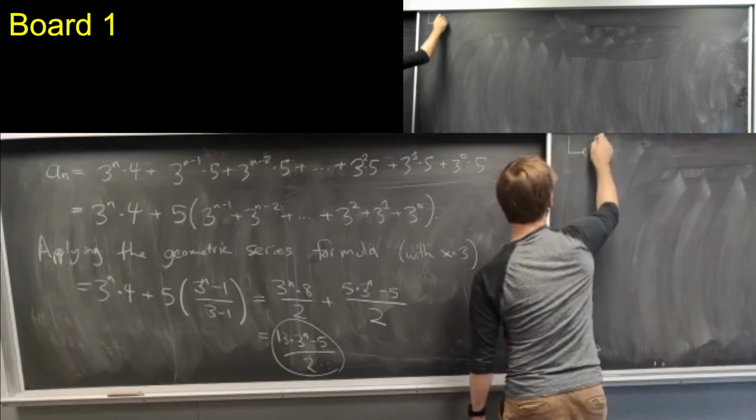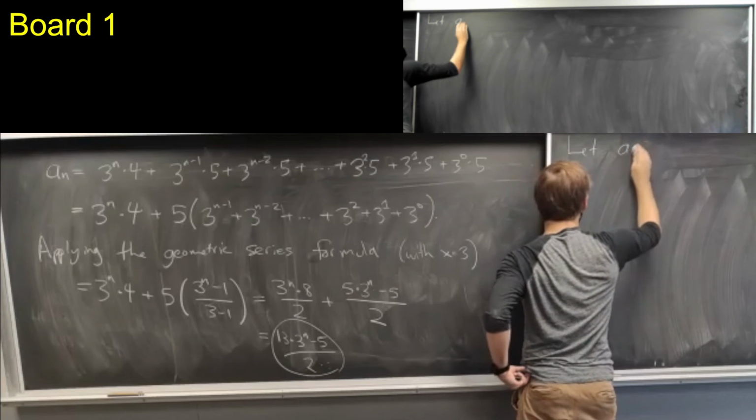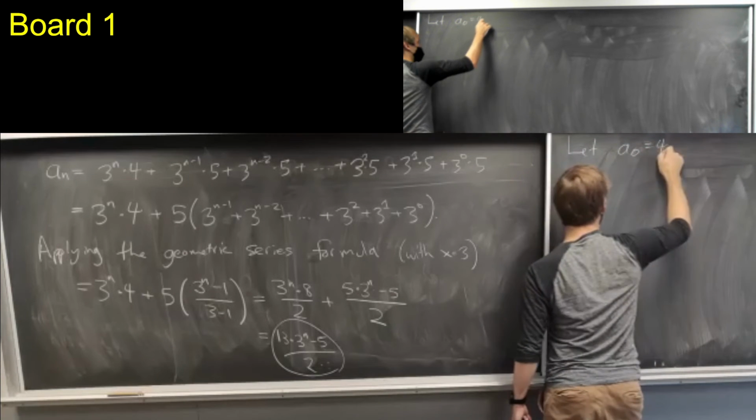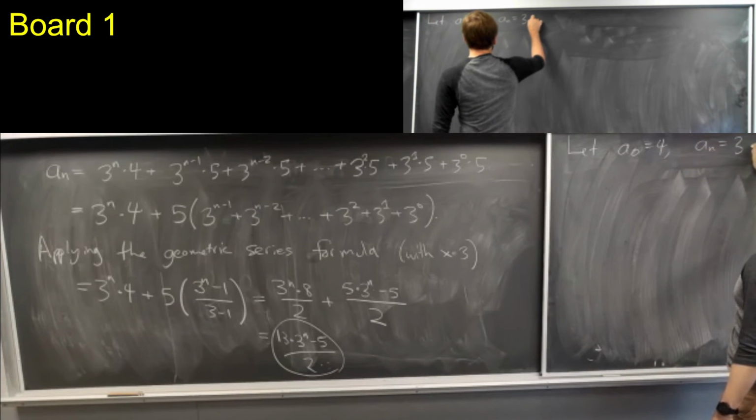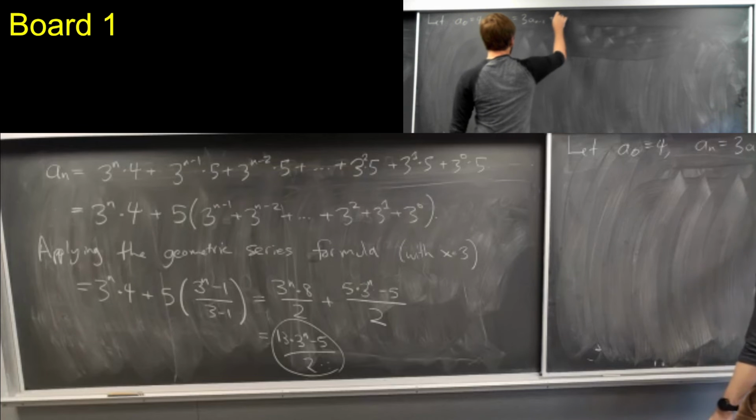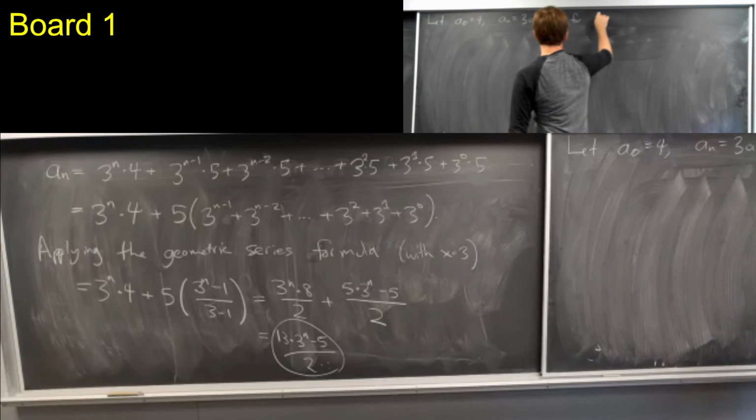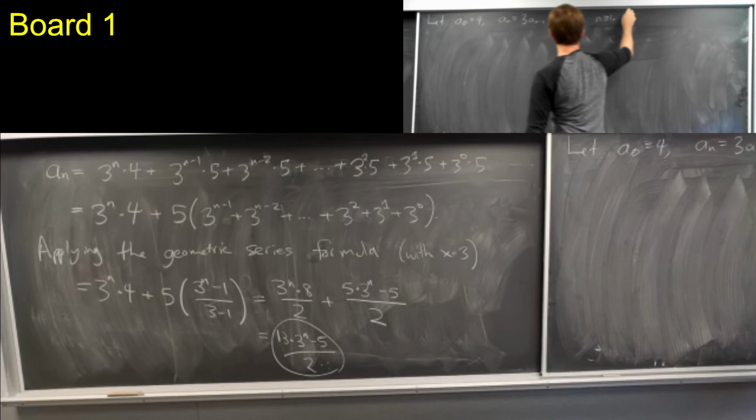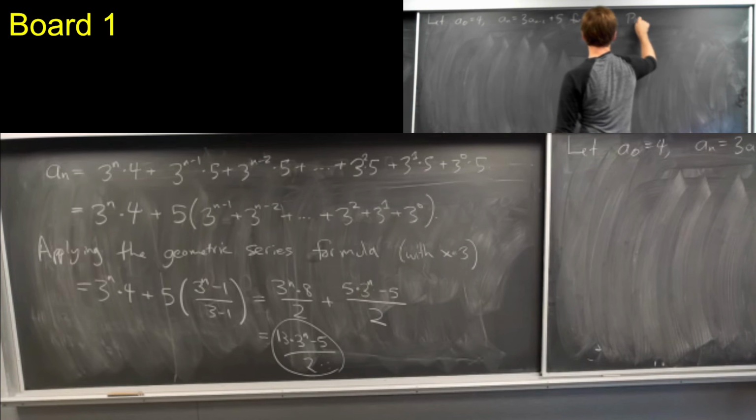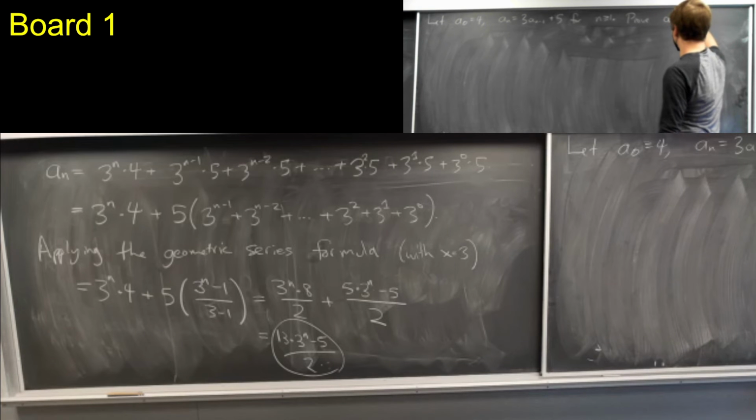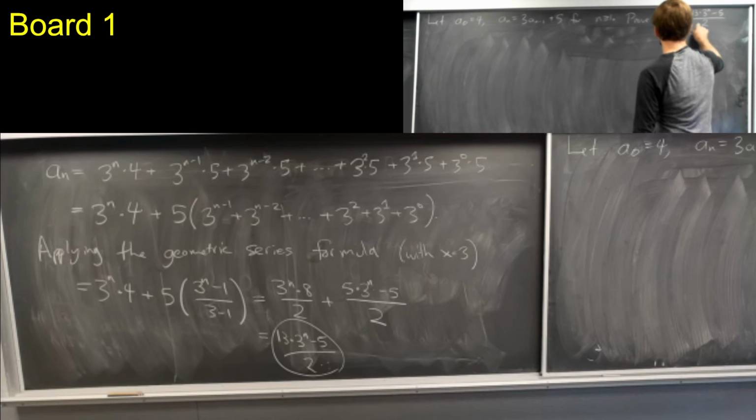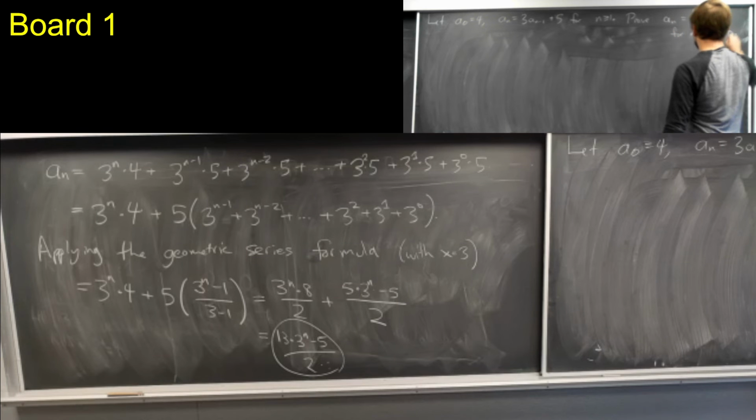So again, maybe I'll repeat the sequence. A0 is 4, and AN is equal to 3 times AN minus 1 plus 5 for n at least 1. And we want to prove that AN is 13 times 3 to the n minus 5 over 2 for all n at least 0.